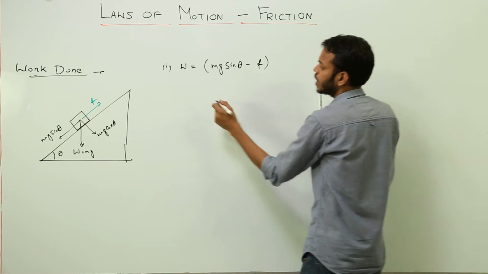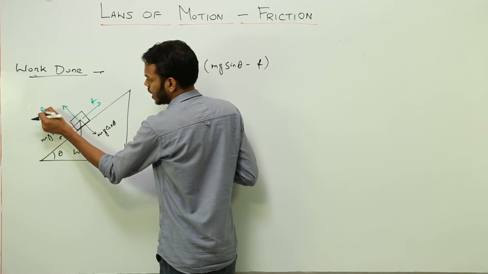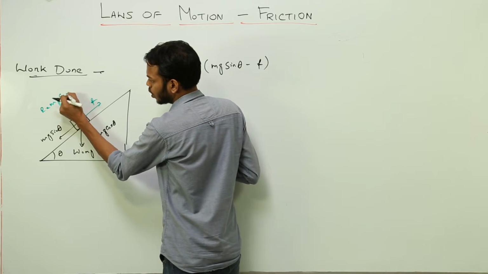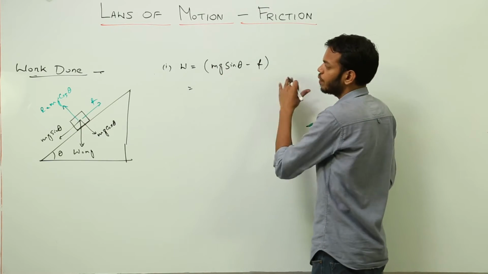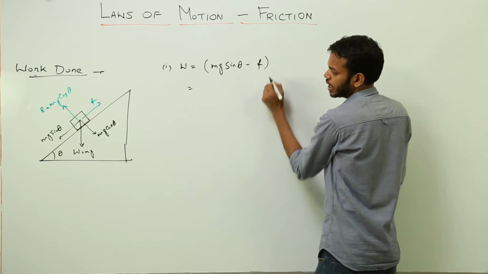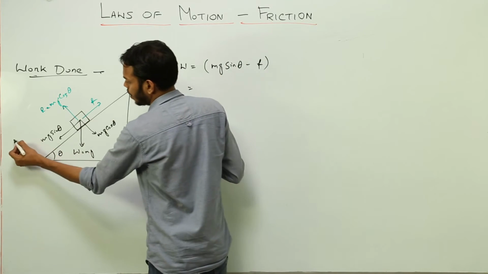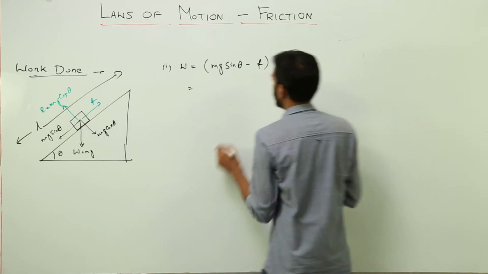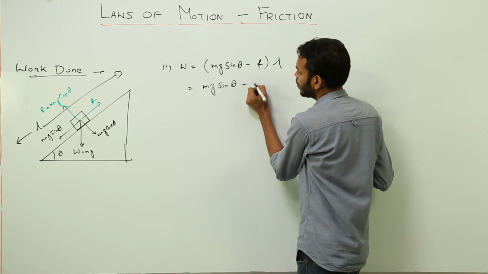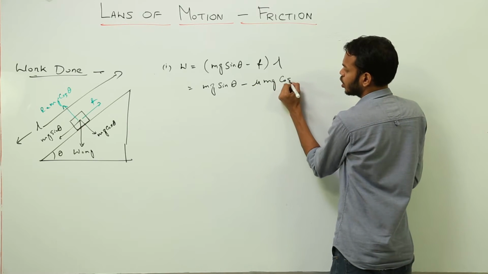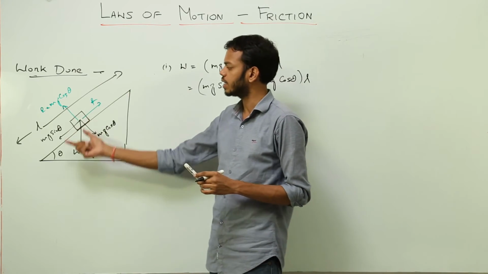What is frictional force? Frictional force is mu R. And what is normal reaction? This is the normal reaction, which is this component, mg cos theta. So is this the final answer, this whole equation? No, work done is net force into the displacement. Suppose this is the length L of the inclined plane along which the body moves. So this thing multiplied by length: mg sin theta minus frictional force, which is mu mg cos theta, that is mu R, right? So this force multiplied by L will give you the work done by the gravitational force in taking the body down the inclined plane.